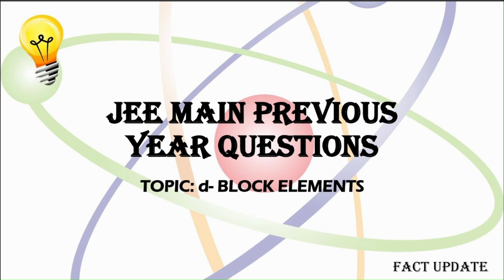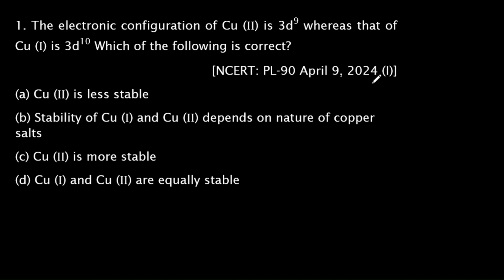Let's get started. The first question is from April 9, 2024. The electronic configuration of Cu2+ ion is 3d9, whereas that of Cu+ is 3d10. Which of the following is correct? Cu2+ is less stable. Stability of Cu+ and Cu2+ depends on nature of copper salts. Cu2+ is more stable. Cu+ and Cu2+ are equally stable.